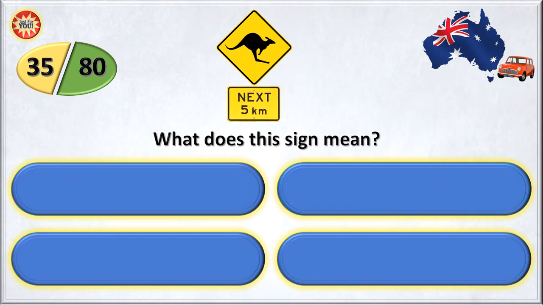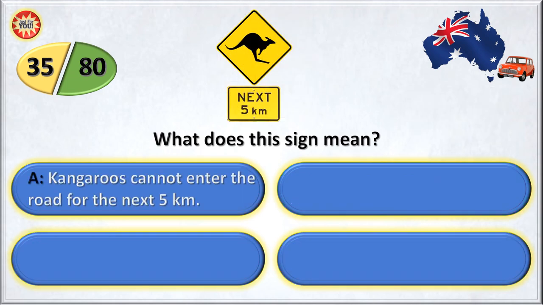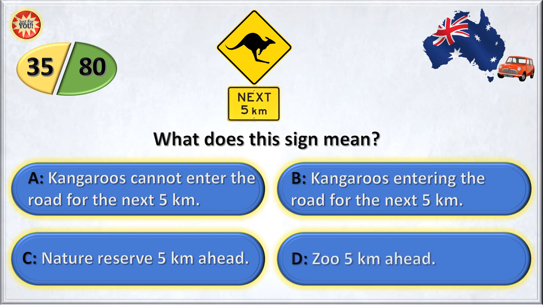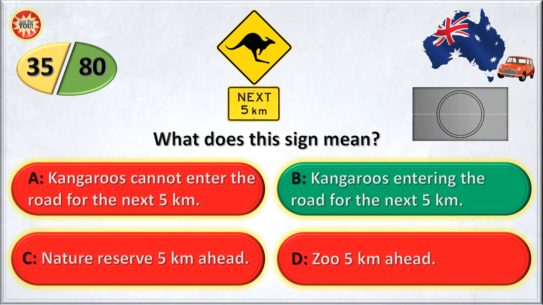What does this sign mean? Kangaroos cannot enter the road for the next 5 kilometers. Kangaroos entering the road for the next 5 kilometers. Nature reserve 5 kilometers ahead. Zoo 5 kilometers ahead. Kangaroos entering the road for the next 5 kilometers.